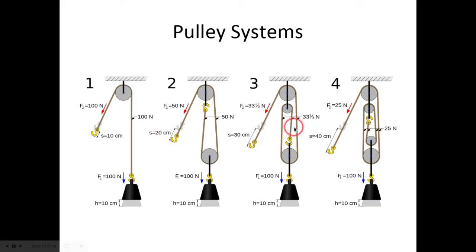Here we have 3 lines. It's a 3-to-1 ratio. As you can see, the numbers change accordingly. And here, this is a 4-to-1 ratio, and exactly the same thing. Here you pull 4 times as far to lift it the same amount.